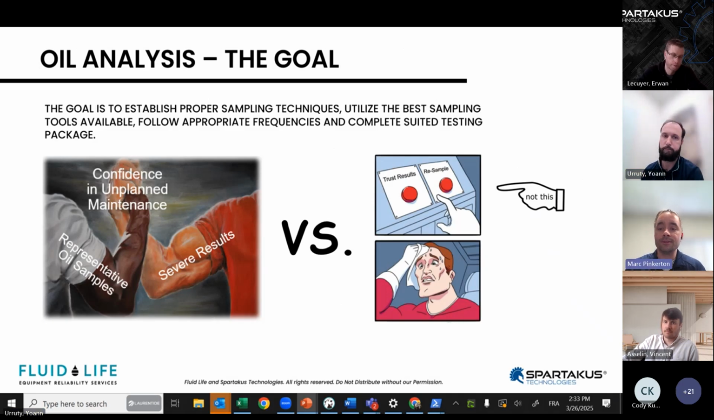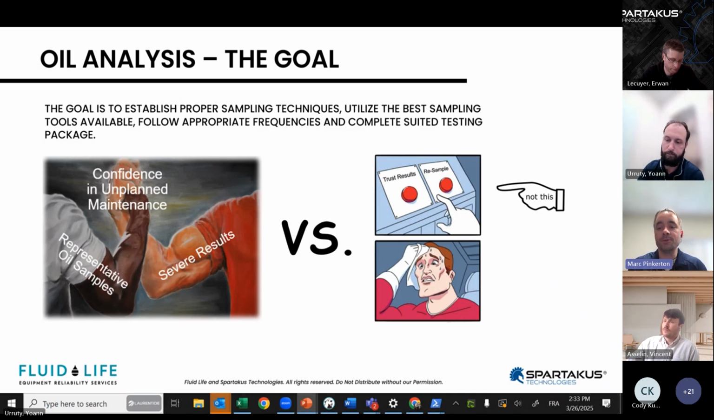So the overall goal with oil analysis is very in line with other condition monitoring tools. We want to set up our processes with oil analysis so we have good sampling techniques. We have the best tools available. We have high sampling compliance, so we're following our sampling PMs. We are completing the best testing out there to give us the results that we need to make good decisions. And once we have that all in place, we want to eliminate the fear of deciding on corrective actions, especially for unplanned maintenance. We want to eliminate that fear, and we want to have confidence in the results, right?